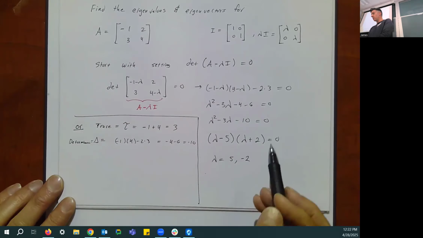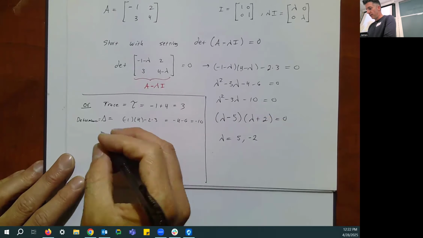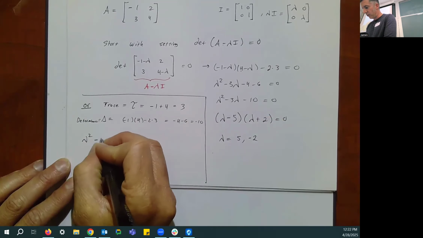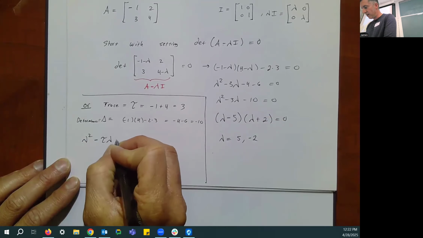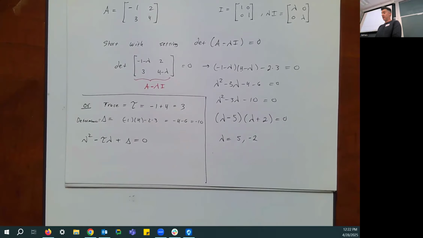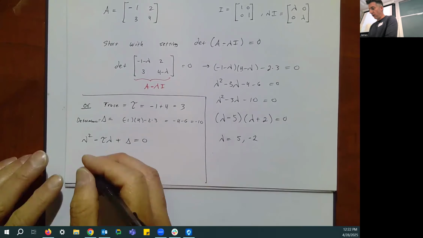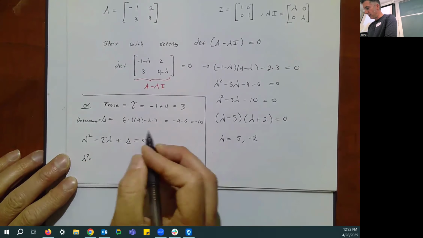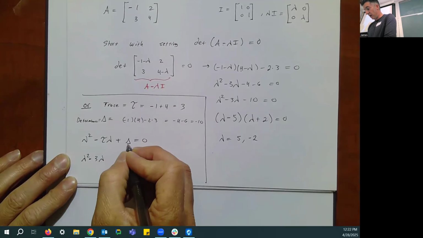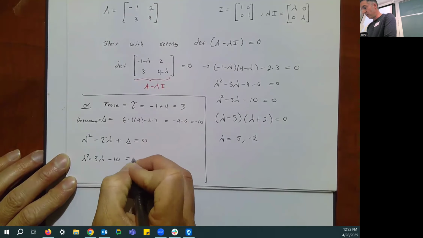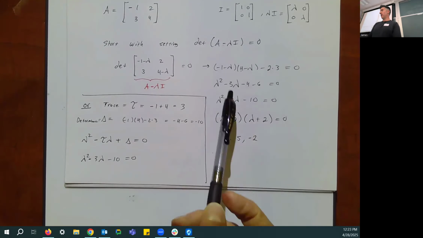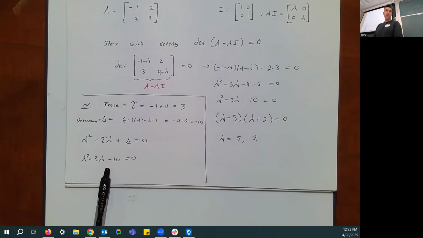You can skip doing this and jump straight to saying that we have our lambda squared minus our trace times lambda plus our determinant equal to 0, which is exactly the same equation as we have right here, right? We have lambda squared minus our trace, which is 3 times lambda, plus our determinant, which is -10, equal to 0. So you can bypass writing the determinant of A minus lambda I and all that stuff and just do it this way if you like.